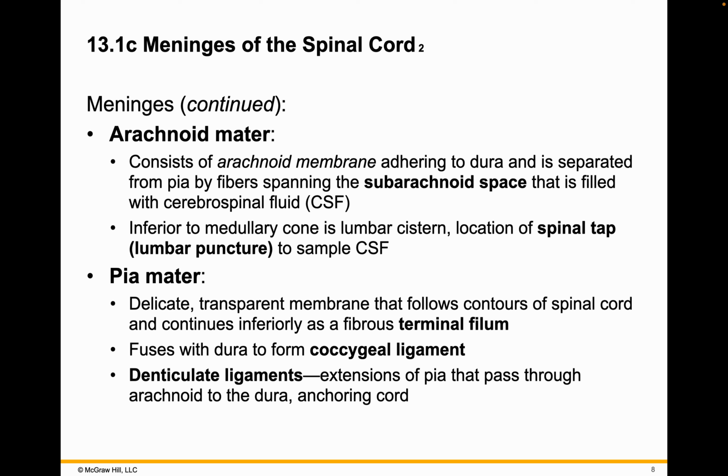Pia mater is the delicate transparent membrane that follows the contours of the spinal cord, continuing inferiorly as the fibrous terminal filum. It fuses with dura to form the coccygeal ligament. It has denticulate ligaments, extensions of the pia that pass through the arachnoid to the dura, anchoring the cord in place. And pia mater means gentle mother.